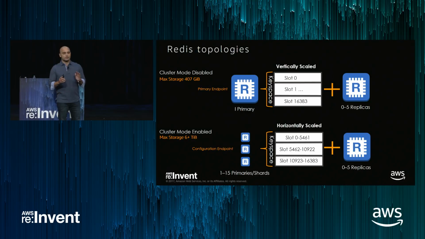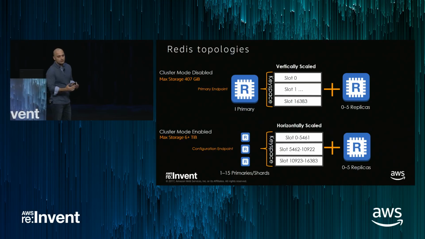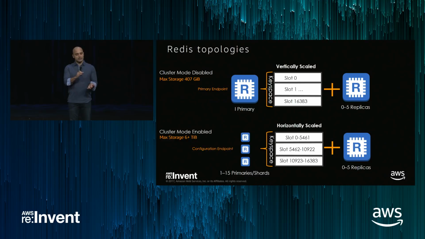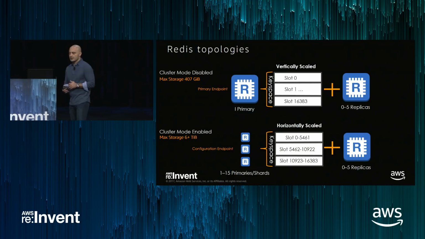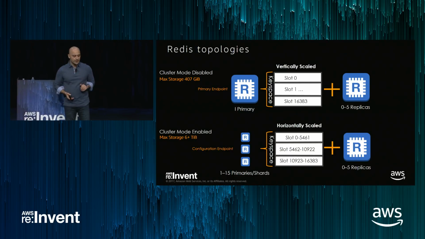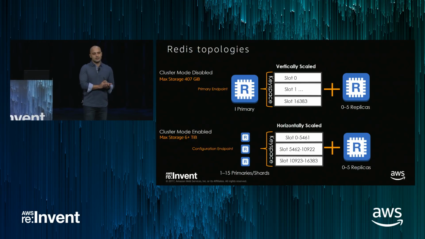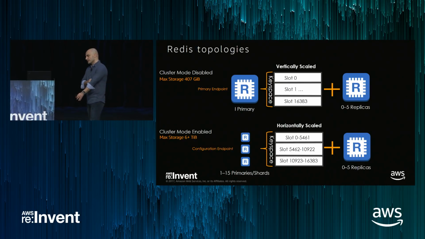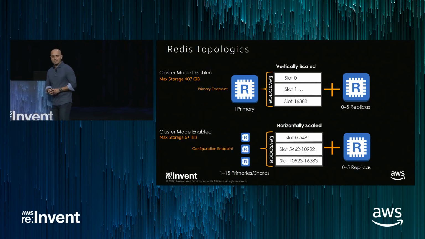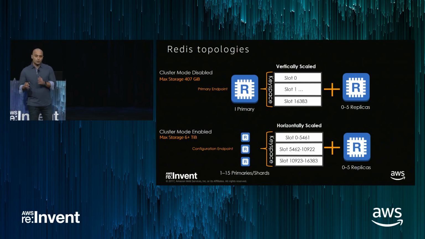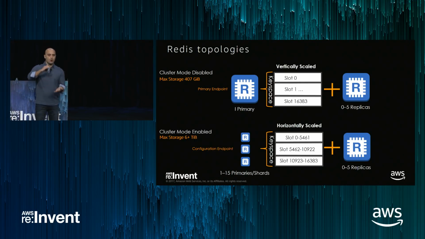Now, Redis comes in two different flavors. There are two different topologies. The first one is a vertically scaled environment, and what that means is you have one primary. Your entire key space, which is the 16,384 hash slots, lives in that one key space. So all your data can fit to the largest size of that node, in this case an R4 16XL, which is 407 gigabytes. And your replicas have the entire copy of all the data, right?